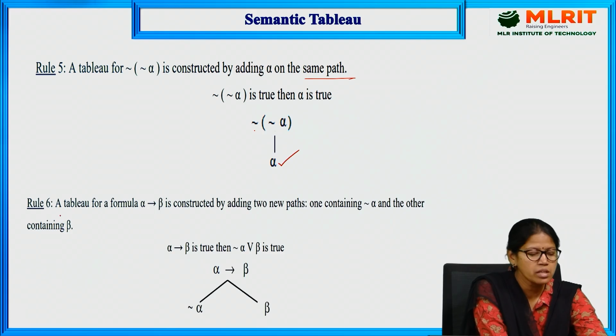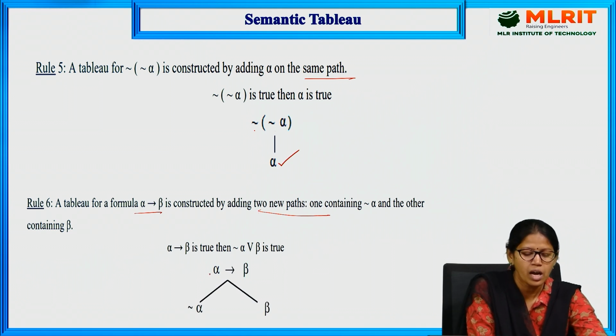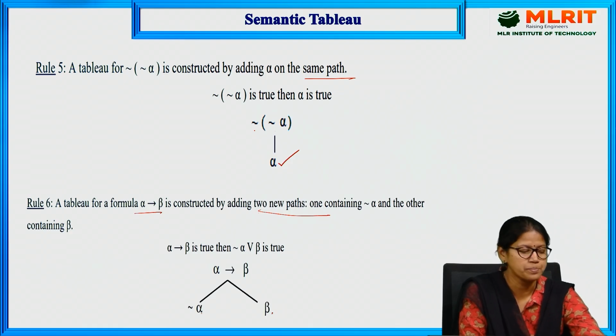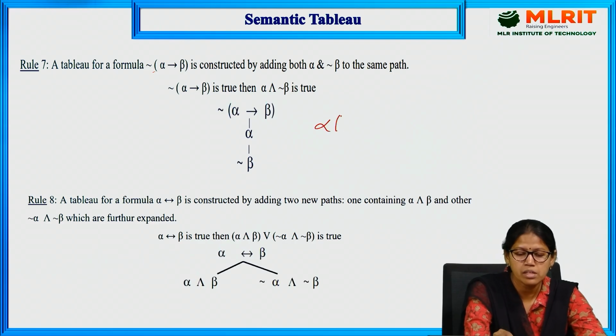Next, rule number 6, a tableau for a formula alpha implies beta. When it is alpha implies beta, there are 2 new paths, one containing the negation and another one containing the positive: alpha implies beta becomes negation alpha or beta. Next, a tableau for the formula negation of alpha implies beta: it will be alpha and negation beta. Then it is a single path because of the AND symbol, alpha and negation beta.